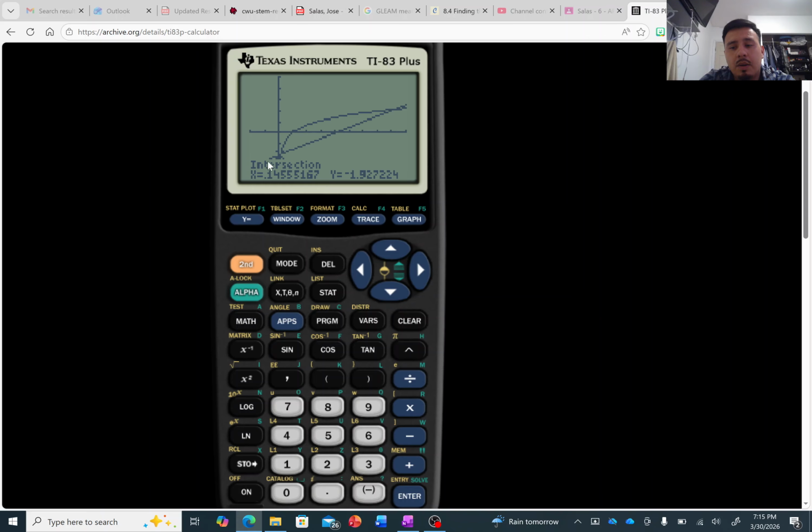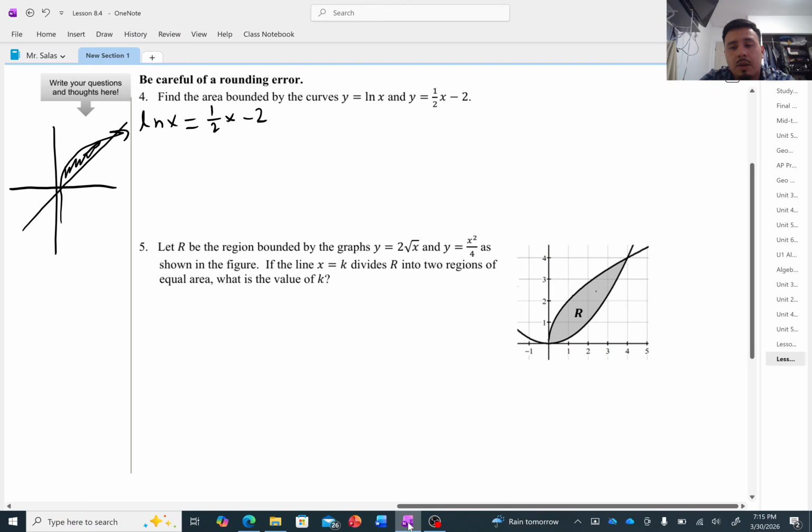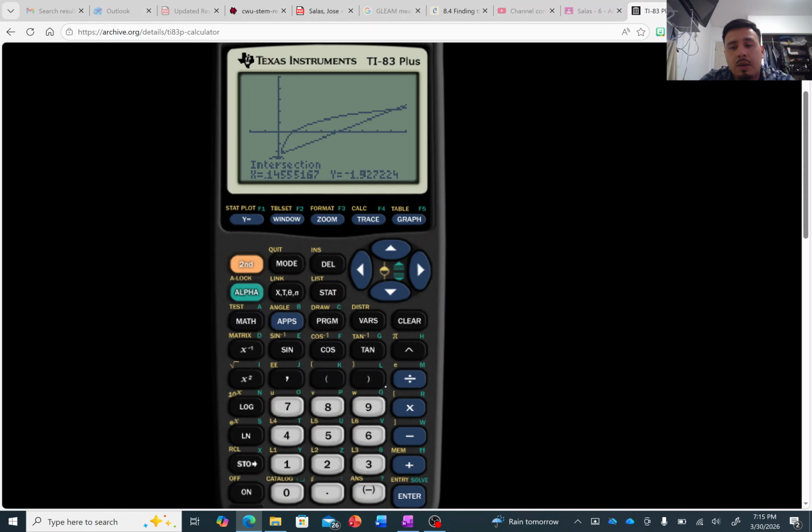Okay, let's write that down. Let's write all of this down in our notes. So we're going to write that my first intersection point is x is equal to 0.145555167. Okay, perfect.